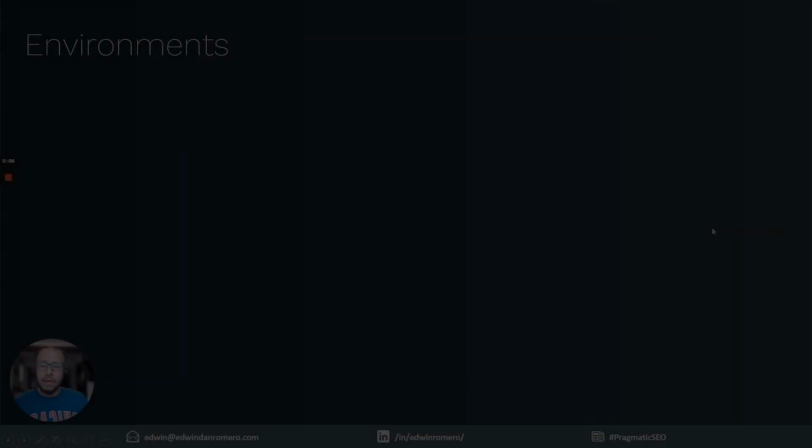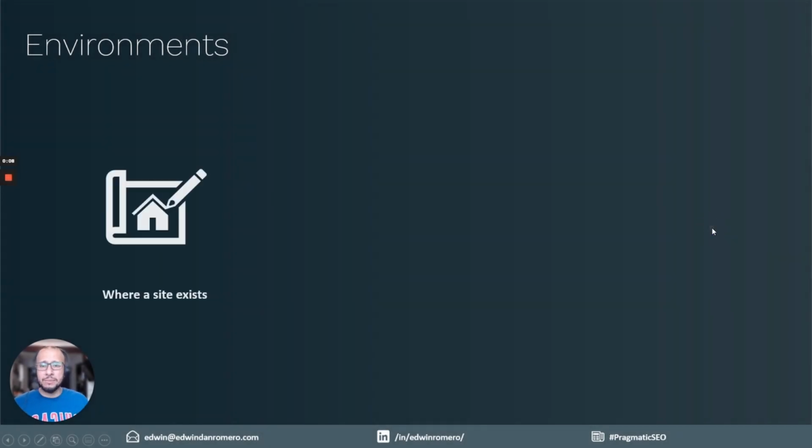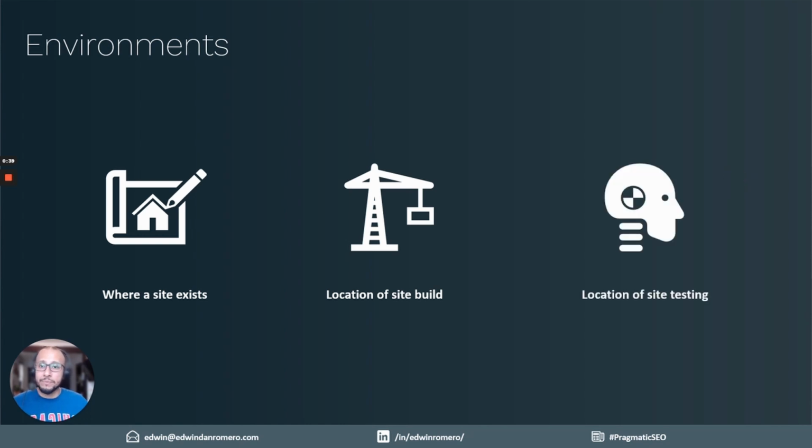Let's get started. An environment at the highest level possible is essentially a location where a site exists. It can be a live environment, but also keep in mind as a website is being built, there should be an environment where the site build actually occurs. That is, where a site is being put together. Lastly, there are also environments that help with testing. Now, it can be a QA environment, it can be the development environment or another environment, but it's not uncommon to have separate environments that host the live site, that host a development site, as well as that host a QA site.